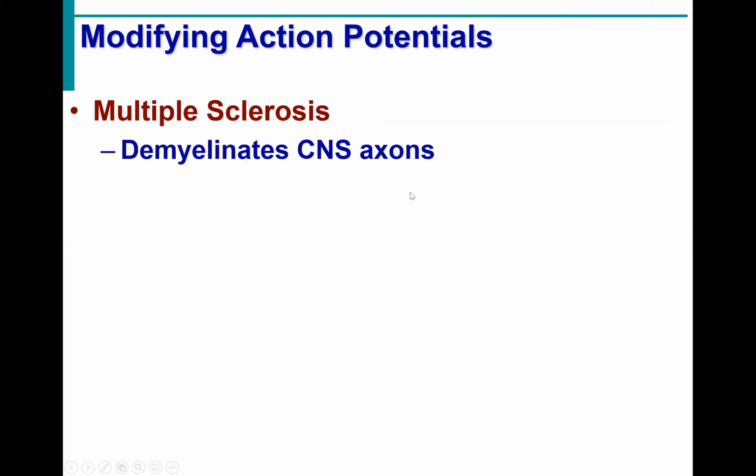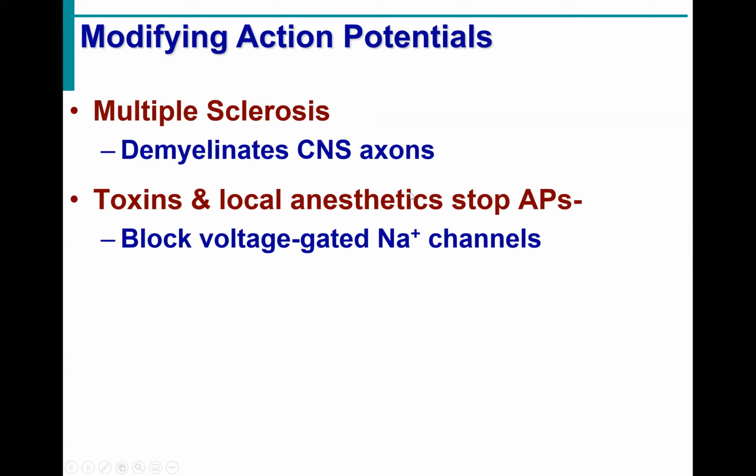Modifying the action potential, right? We just talked about how multiple sclerosis damages the myelin, and so it can cause that jumping, that saltatory conduction, to fail. But again, the other thing that we can do to stop our action potentials is to block those voltage-gated sodium channels. And this is actually what we do with some anesthetics, and there are also some toxins that do this as well.